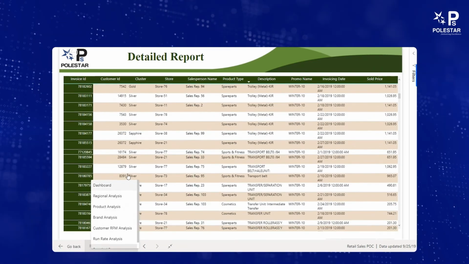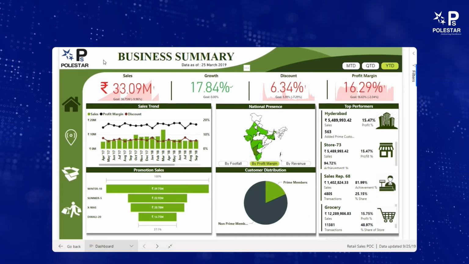So if you look at the flow, you start off by analyzing data at a 30,000 feet level, where you're looking at a complete business. How am I doing pan India? How am I doing across different months? How am I doing across different promotions, across different customer groups or customer clusters? That's a 30,000 feet view thrown in the dashboard.